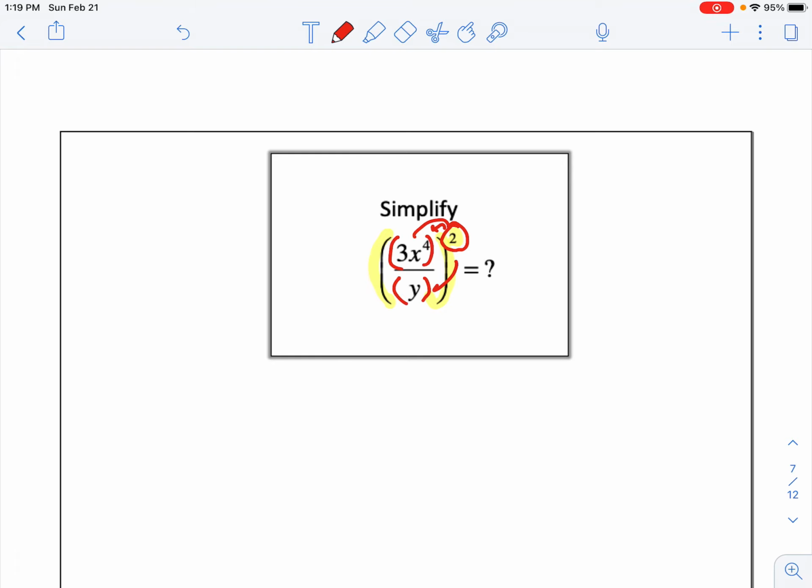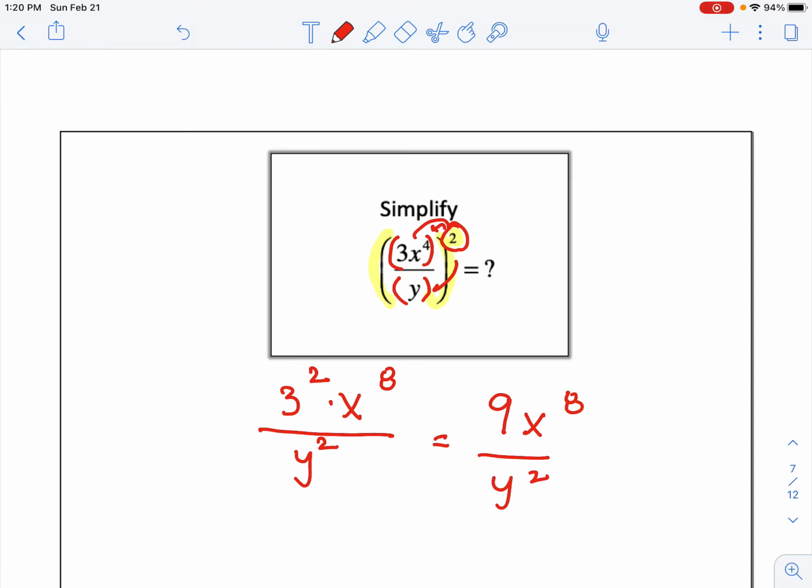So again, applying that distributive property, that's going to give me 3 squared, or 3 raised to the 2nd power, times x to the 4th raised to the 2nd power, or 4 times 2, 8th power. Power to a power we multiply, and then we get over y to the 2nd power. So again, our final answer, 3 to the 2nd is 3 times 3, or 9. X to the 8th, y to the 2nd.